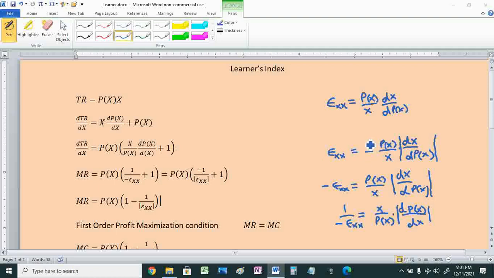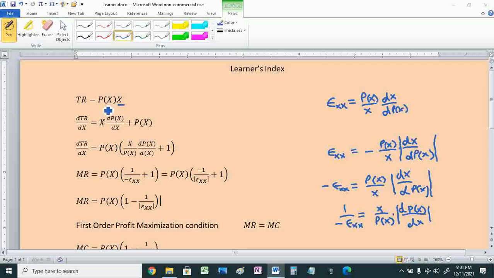Hello students, this is a small presentation on Lerner's index. We had written the total revenue equation for a monopoly firm as total revenue equal to price times quantity being demanded.